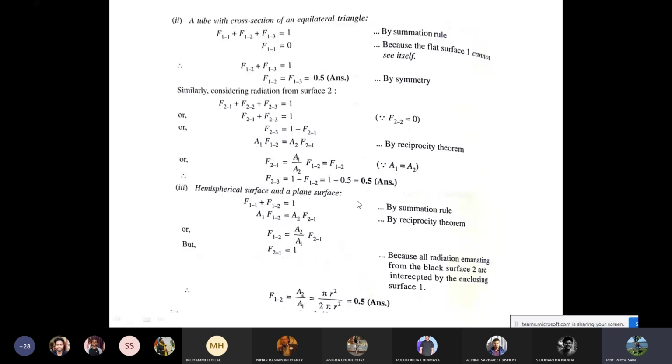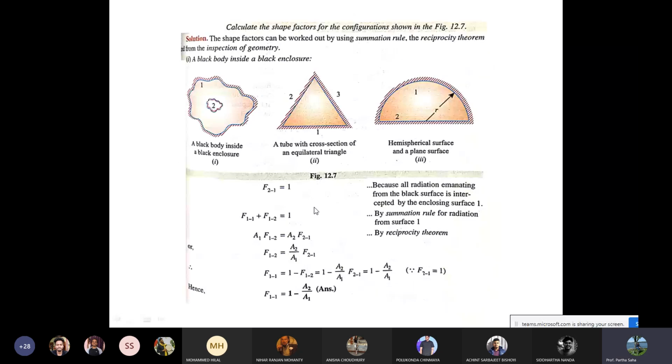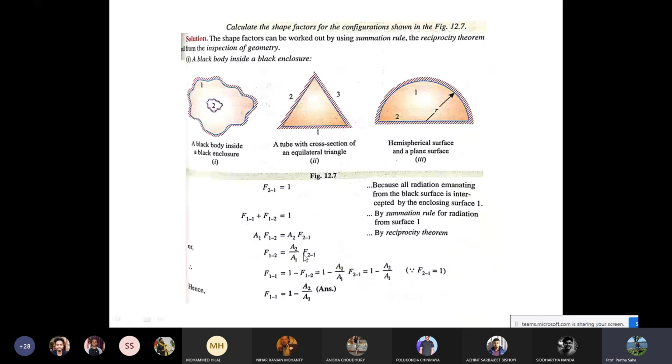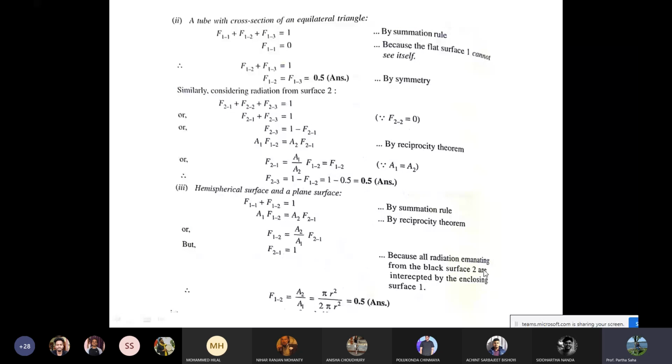Finally, the hemispherical surface and the plane surface. By summation rule, you can write F11 plus F12 equal to 1. Now reciprocity theorem: A1 F12 = A2 F21. So F12 you can write as A2 by A1 times F21. But F21 is 1, because all the radiation emanating from surface 2 is intercepted by the enclosing surface 1. So F21 becomes 1. So F12 becomes A2 by A1, that is pi r square by 2 pi r square, 0.5.